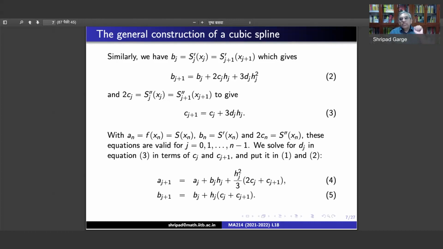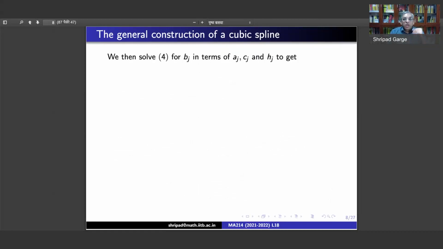So we forget equations 1 and 2 for the moment, and we have these new equations 4 and 5. So we have taken care of one particular set of constants, which are the d_j's, and we have now these equations for a_j, b_j and c_j, and h_j are known to us. h_j's are simply x_{j+1} minus x_j. We also know a_j actually. So we have to determine b_j and c_j. Very good.